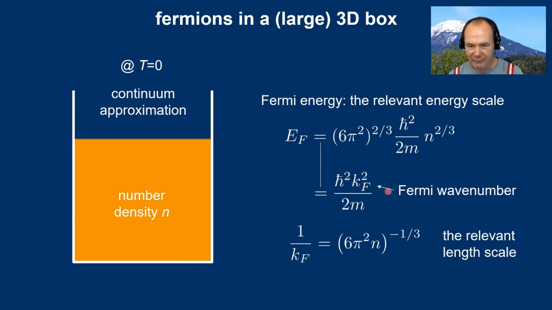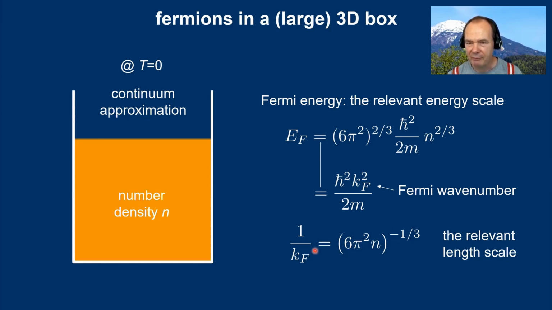Because if you now consider this expression and rewrite it, we can show that 1 over kf, 1 over the Fermi wave number, is related to the number density to the power of -1/3, which is just an estimate for the typical spacing between two particles. The typical distance between two particles in the Fermi gas is given by 1 over kf. So this is our relevant length scale.